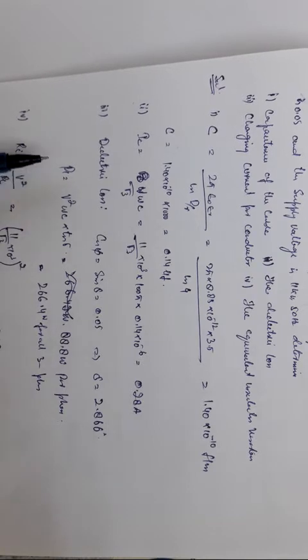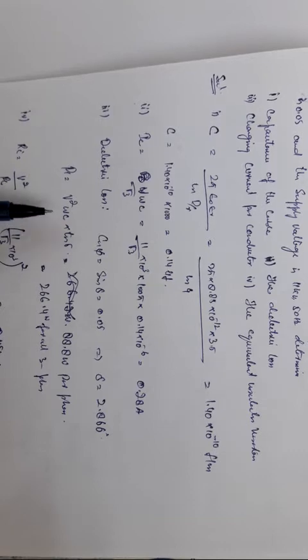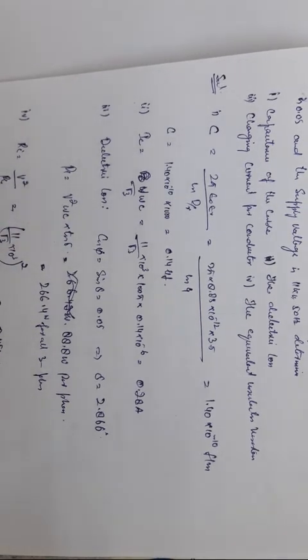So PL or dielectric loss will be equal to V square omega C into tan of delta. By calculating it, where this V will again be the phase voltage, that's 11 by root 3, it comes out to be 88.8 watts per phase. So for 3 phase it is 266.4 watts for all the 3 phases.